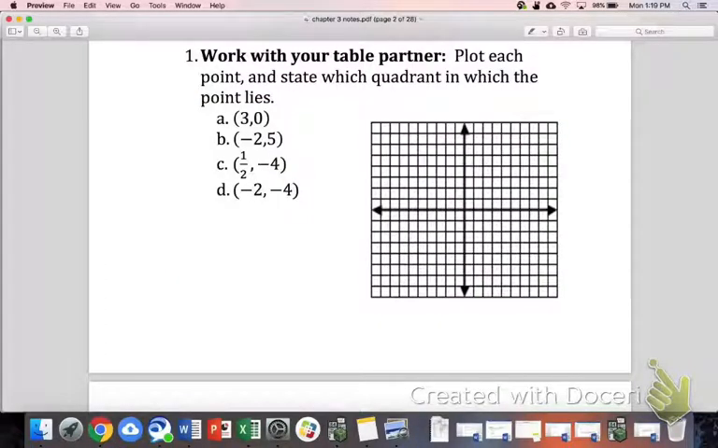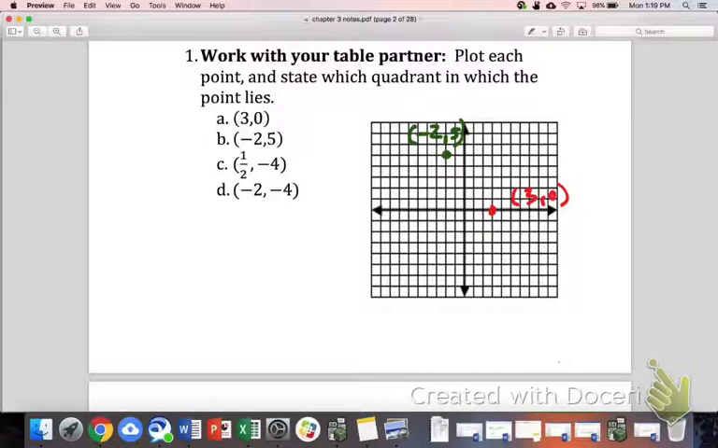See how you all did? Just compare answers here. (3, 0) means go right 3, up and down 0. So (3, 0) would be right there, and I'll label that. Any questions on that one? It's right on the x-axis. All right, (-2, 5) means left 2, up 5. So left 2 and then up 1, 2, 3, 4, 5. Should be right about there. I will label that (-2, 5).